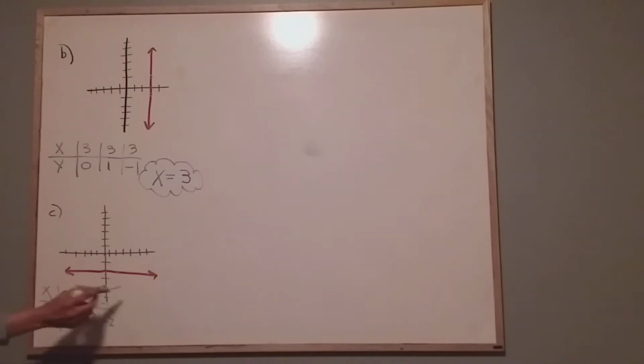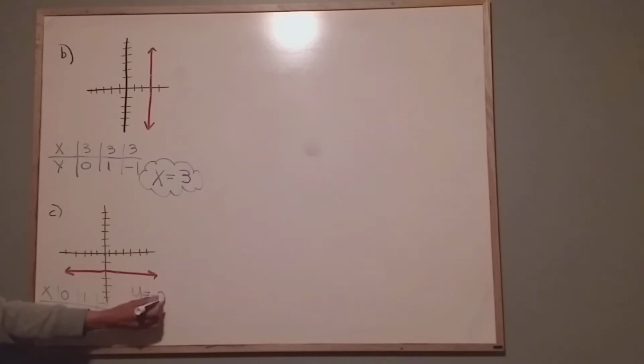So in this case, what you'll notice is when you have a horizontal line, your y will always be one number. In this case, it's negative 2. So when I write my equation, it's just going to be y is equal to negative 2. And that is my final answer.